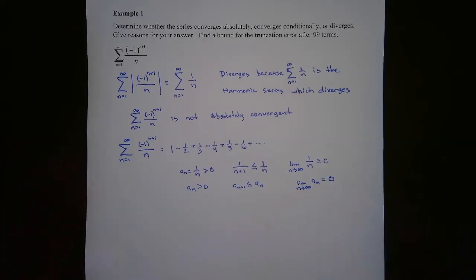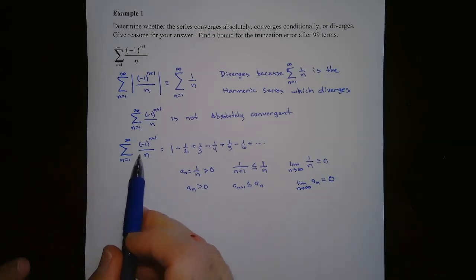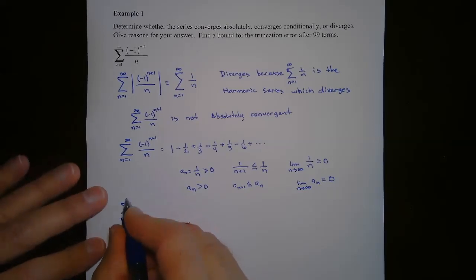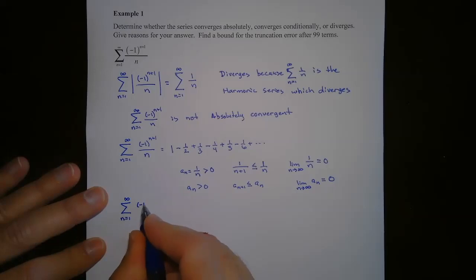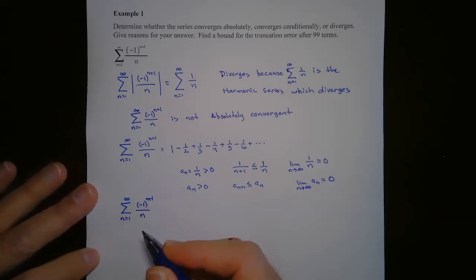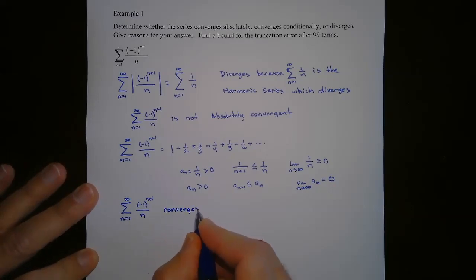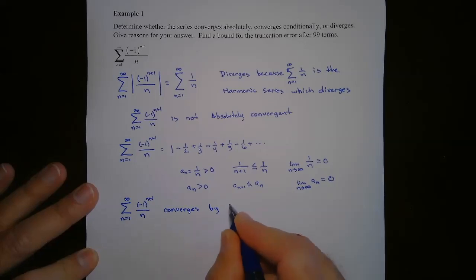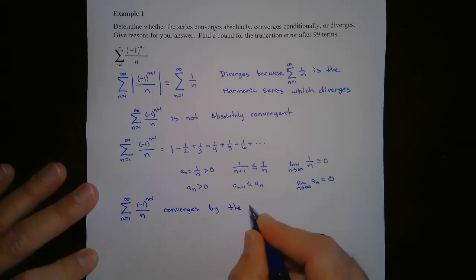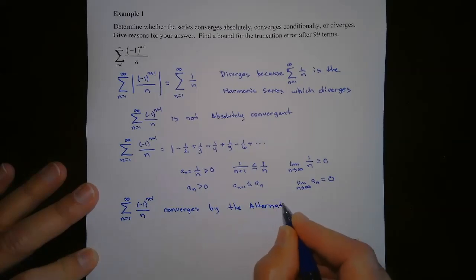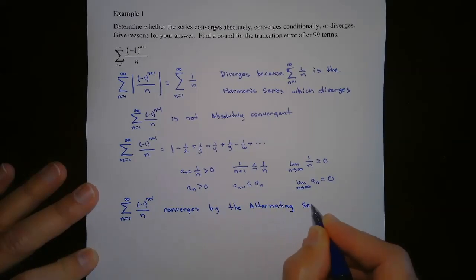So what does that tell us? That tells us that this converges. So sigma n equals 1 to infinity of (-1)^(n+1) over n converges. And we know it converges by, and we have to state what test we're using, the alternating series test.